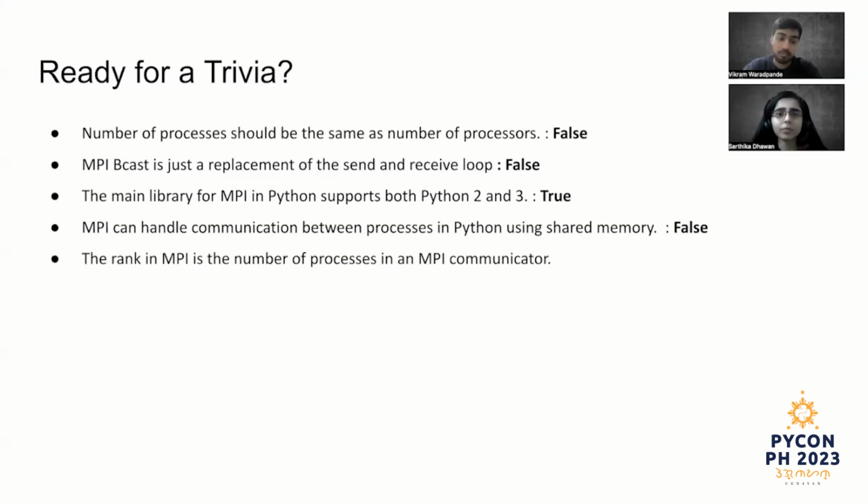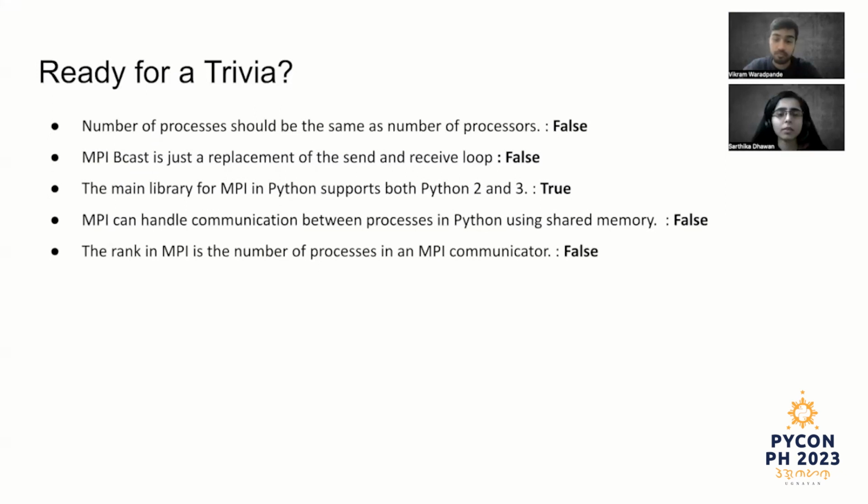Next is: the rank in MPI is the number of processes in an MPI communicator. Yeah, this is false. As you might remember that we discussed, size is the number of processes in the MPI communicator. Rank is used to identify the processes and not the number of processes.